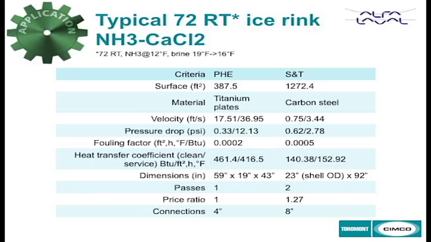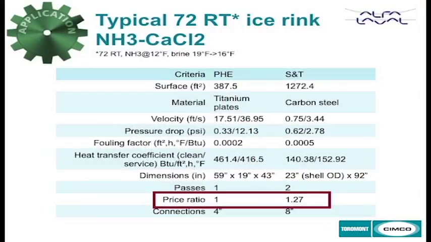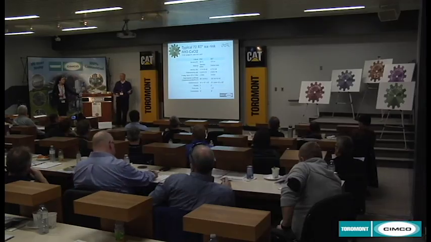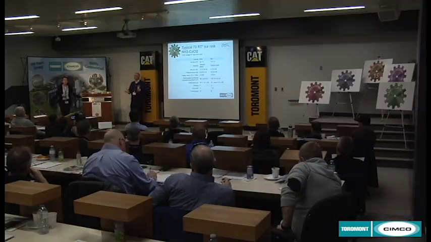To achieve the same heat transfer, the shell and tube needs two passes, while the plate and frame needs one. For the price ratio, we compared the price of a plate and frame with titanium plates against carbon steel shell and tube, and the shell and tube is 27% higher than a plate heat exchanger. The connection size is also 4 inches on a plate heat exchanger and 8 inches on a shell and tube. Maybe it's worth mentioning that ALFA LAVAL does make shell and tube heat exchangers as well. So those figures are our figures. Yes.